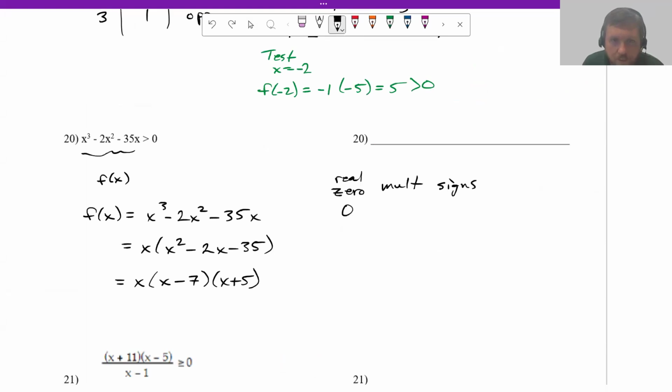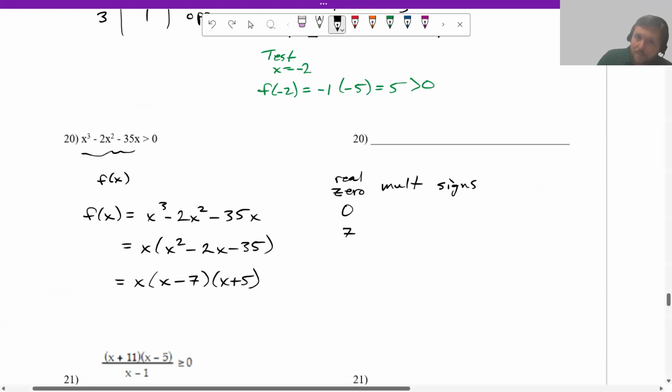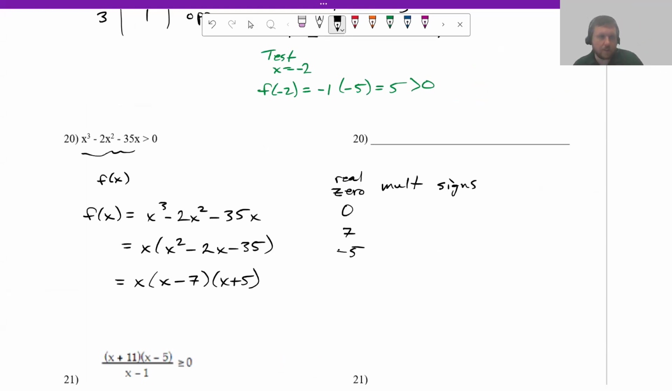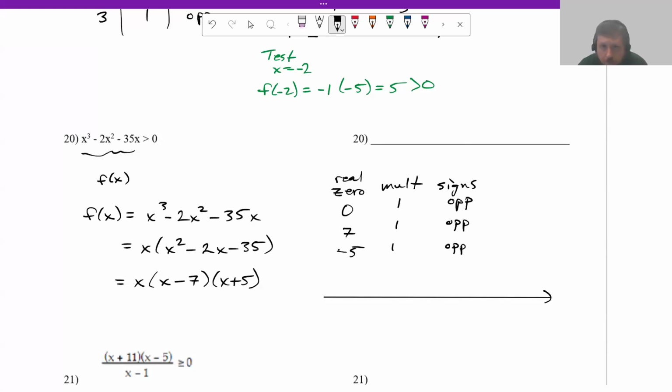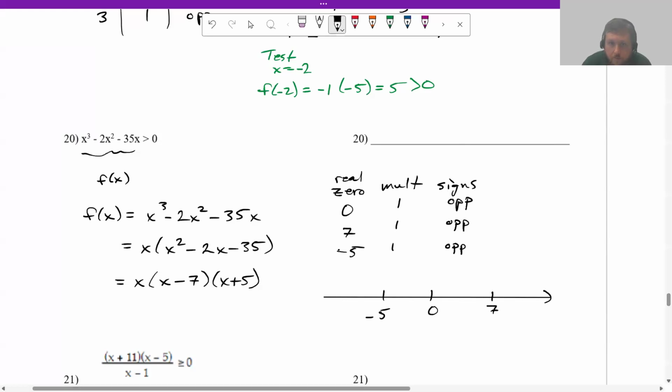Okay, so for the x minus 7, the thing that makes that factor 0 is 7. And then for the x plus 5, -5. Or you can set that equal to 0 and solve for x. The multiplicity of each one of those is 1, which means they have opposite signs on each side of that corresponding 0, which is going to make this really easy. So I have -5, 0, and 7.